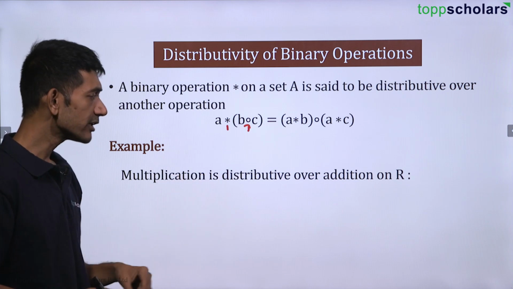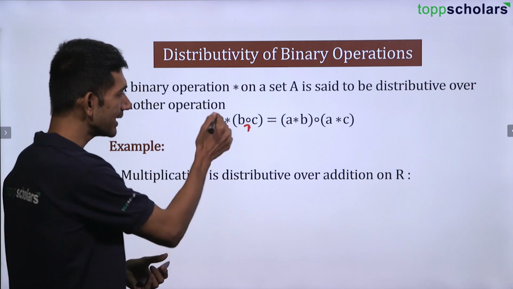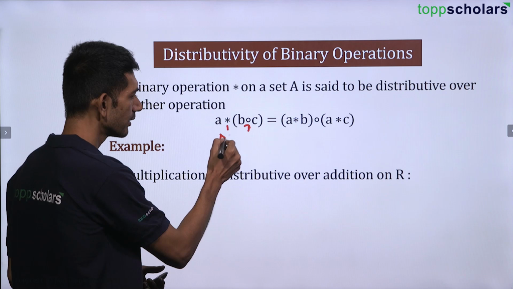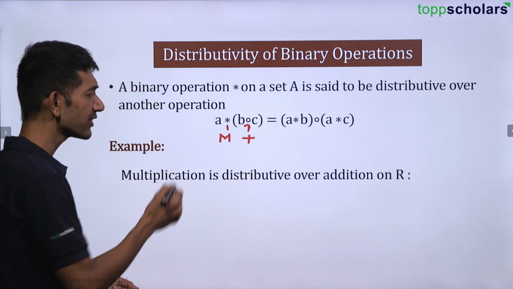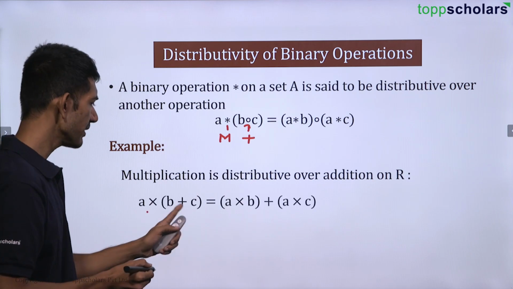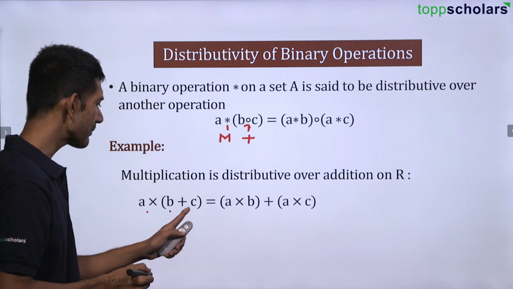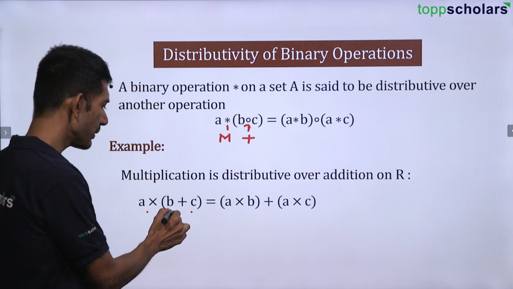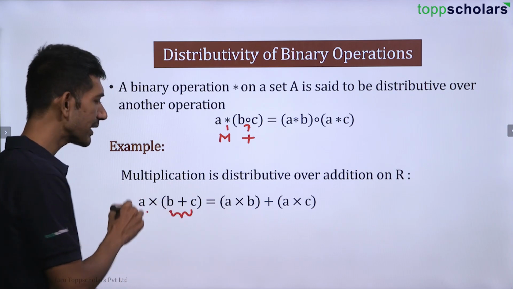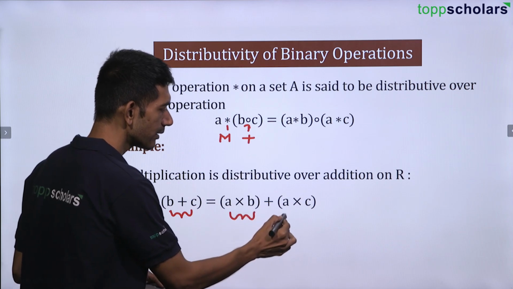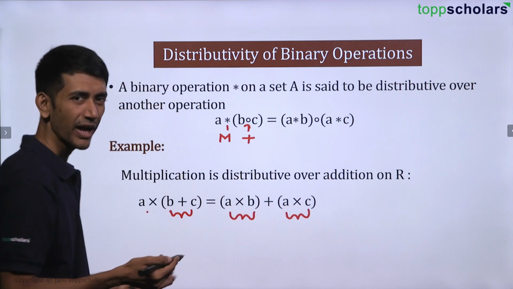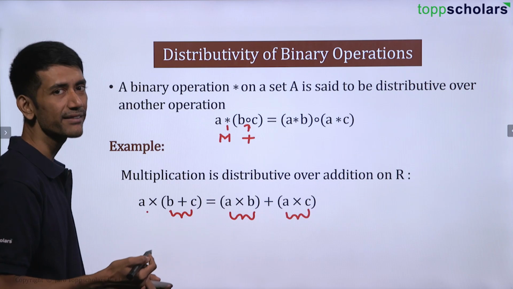So multiplication is distributive over addition. That means if we take three different numbers A, B, C, then A multiplied by (B plus C), if you solve B plus C and then multiply by A, will give you the same as A multiplied by B plus A multiplied by C. And you know that. You have studied this in your lower grades as well.